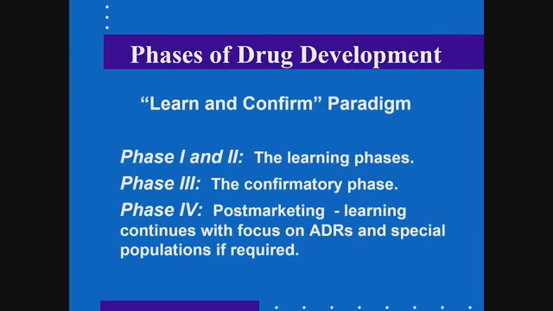One way to look at the phases of drug development is with the learn and confirm paradigm. The late Dr. Lou Sheiner and his colleagues advocated this approach. Phase 1 and phase 2 are the learning phases of drug development. Phase 3 is the confirmatory phase. And phase 4, again, is the post-marketing phase, but learning continues, focusing on rare adverse drug reactions and special populations if required.